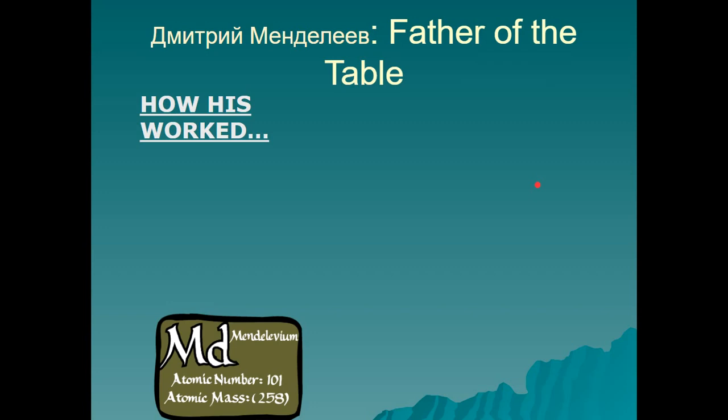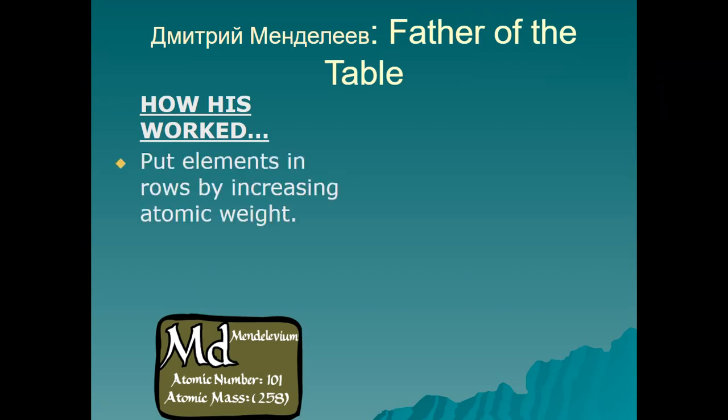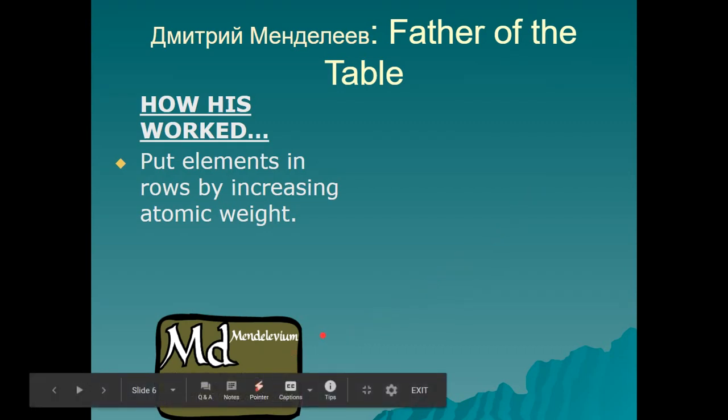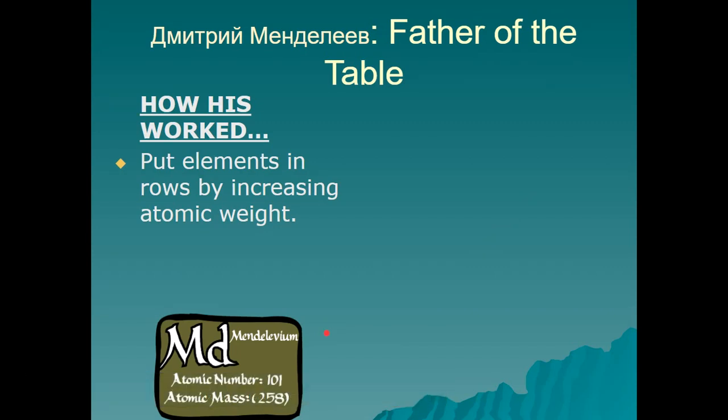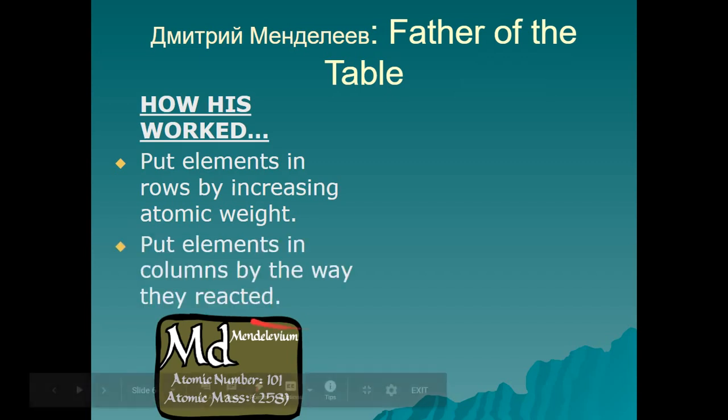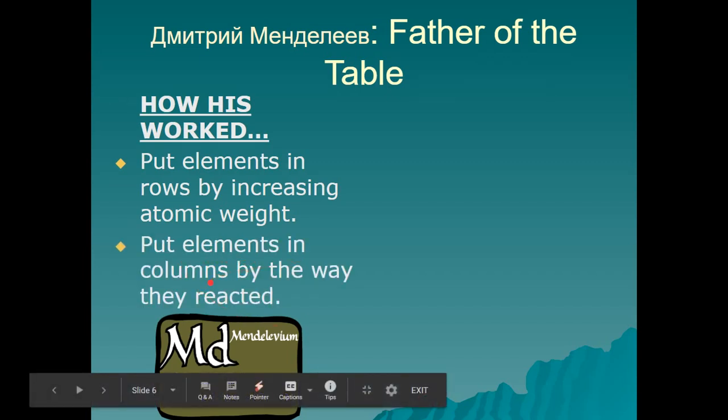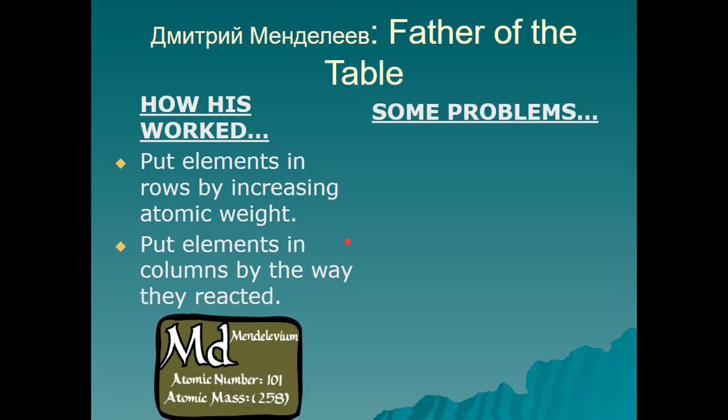So the way that he started the periodic table, he put elements in rows by increasing what is called atomic weight. We now call it atomic mass. But he used that number, because remember that we've got an atomic number and an atomic mass. And so he put them in order according to atomic mass or weight. And he put elements in columns by the way that they reacted. So he's the one that started organizing it that way.